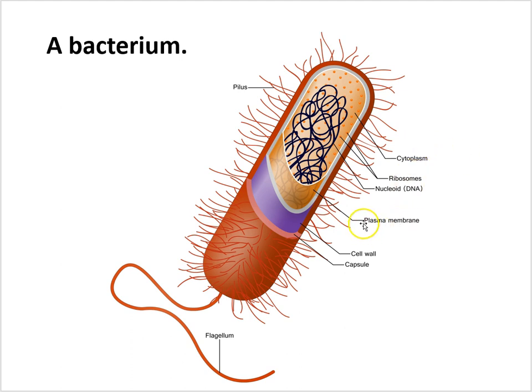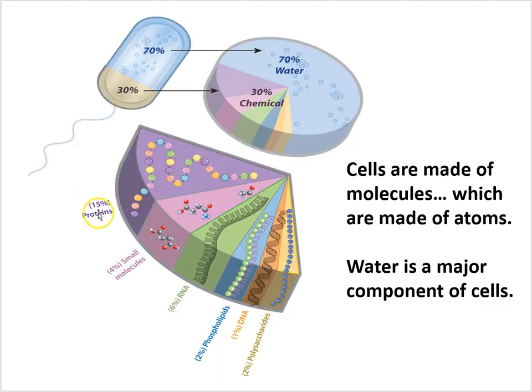For example, all cells have a boundary called the plasma membrane, and this keeps all the contents of the cell together. All cells have fluid inside called cytoplasm, where the chemistry of life happens. All cells have DNA, the hereditary molecule for life on Earth. But some cells also have a cell wall outside of the cell membrane. And some cells have a capsule, but we'll be focusing on the general features that all cells have, and we'll use bacteria as our example.